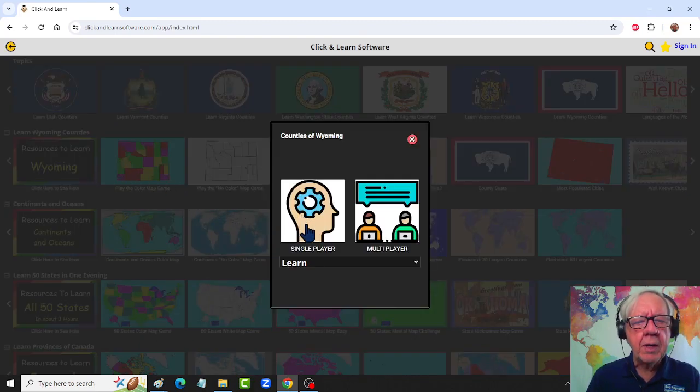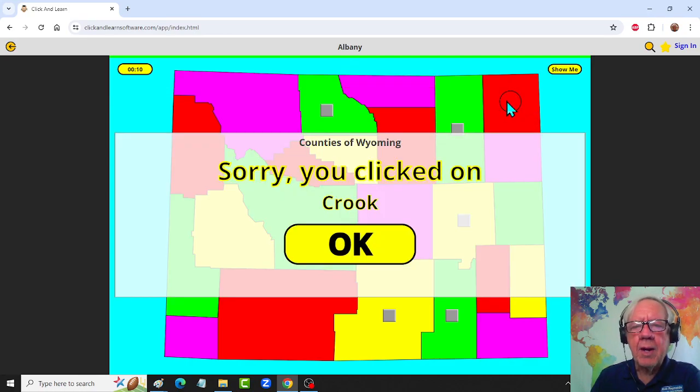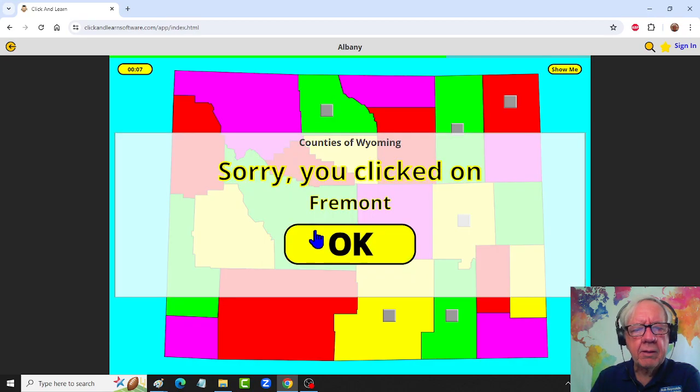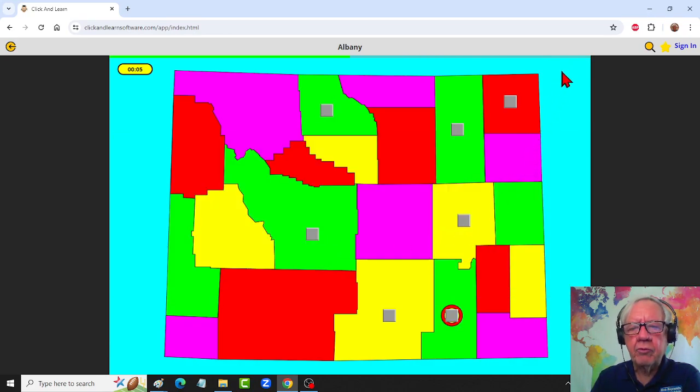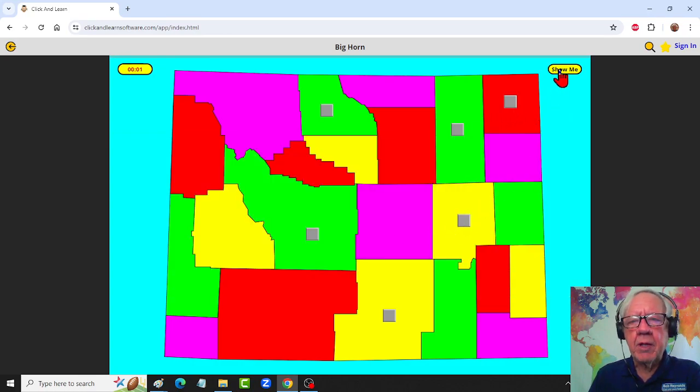I'm going to click the Go button, and it asks for Albany. I do not know where Albany County is located. Perhaps this is Albany. No, that's Crook. That's Campbell. This is Bighorn. This is Fremont. I'm going to click Show Me, and this is Albany. And it asks for Bighorn. No, that's Fremont. This is Crook. Bighorn. Okay, that's Bighorn.